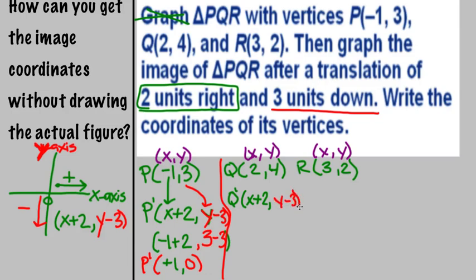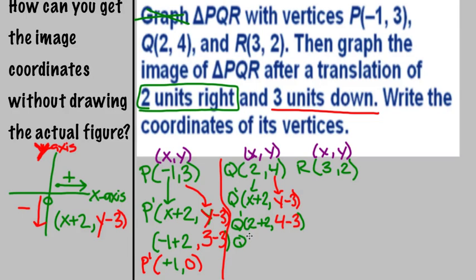You need to plug in each point that you have. I know that this is the y, so I'm going to plug it in for the y and get 4 minus 3. I know that x is 2, so I'm going to plug the 2 in and get 2 plus 2. And once I solve that, I'll have my new image for q prime.